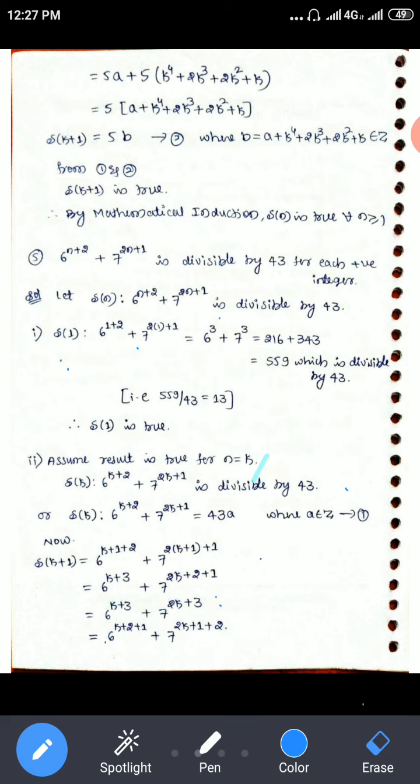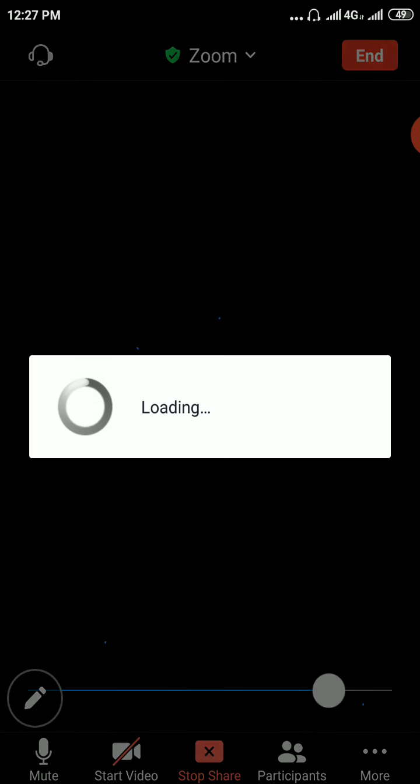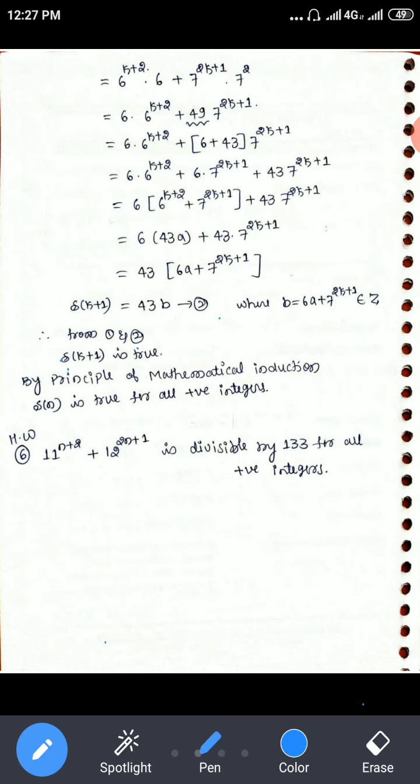Okay, now what we will do is that we will separate it. 6 raised to k plus 2 into 6, 7 raised to 2k plus 1 into 7 square. So 6 is 6 only, 6 raised to k plus 2 plus 7 square is 49, 7 raised to 2k plus 1. So 6 raised to k plus 2. So here it is very important. Please split 49. So how to split it? 6 plus 43 into 7 raised to 2k plus 1. 6 into 6 raised to k plus 2. 6 into this, 43 into this. So I'll write it like this.